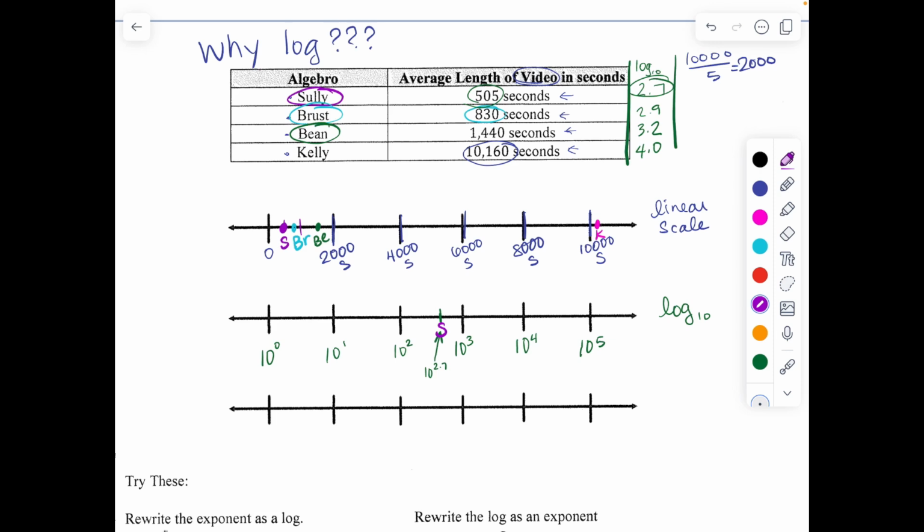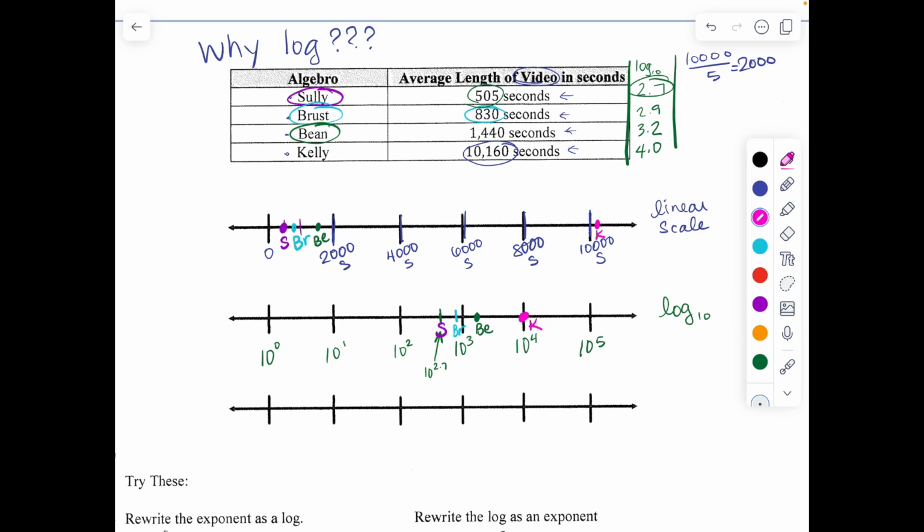For breast it is going to be 10 to the 2.9, so that would be about right here. For bean, that would be 10 to the 3.2, so it's going to be over the 3, about right here. And then Kelly would be 10 to the 4.0, so it's about right here.